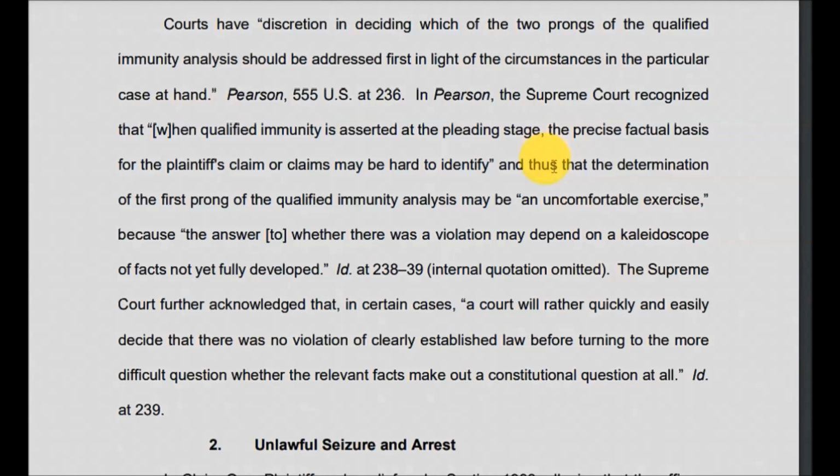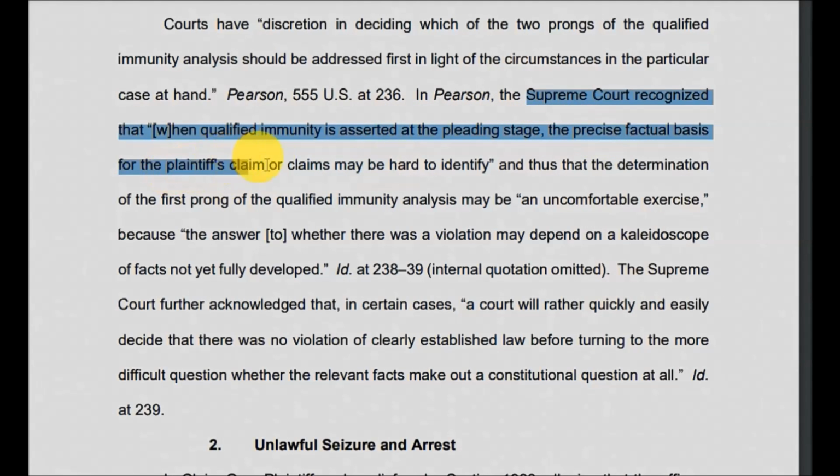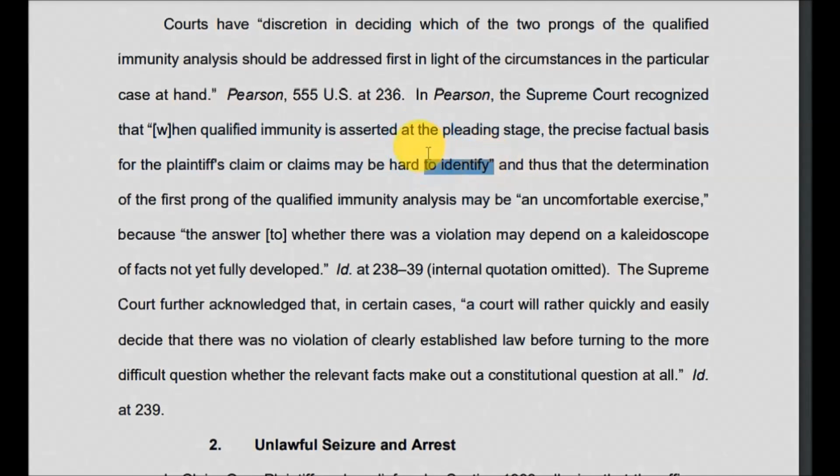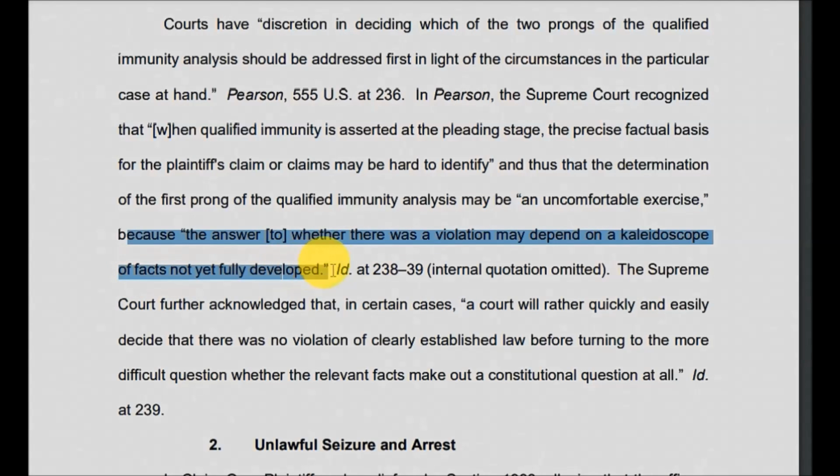Again, you have to know this. The Supreme Court recognized that, quote, when qualified immunity is asserted at the pleading stage, the precise factual basis for plaintiff's claims may be hard to identify whether qualified immunity exists if the opponent claims it. And thus the determination of the first prong of qualified immunity analysis may be an uncomfortable exercise, because the answer to whether there was a violation may depend on the kaleidoscope of facts not yet fully developed.